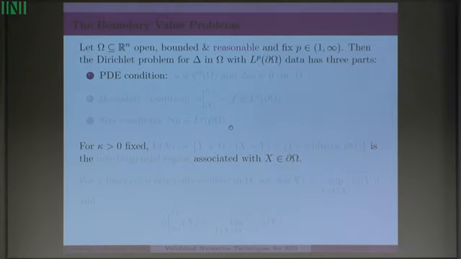So I'm going to consider here Ω an open set, bounded and reasonable from the point of view of geometry. For the moment, let me leave this vague, and fix an integrability index p between 1 and infinity. Then the Dirichlet problem associated with the Laplacian with L^p data has three parts. It has the PDE condition: we're looking for a harmonic function in the domain Ω. It has a boundary condition: we're looking for the non-tangential trace of the function u at the boundary to match the Dirichlet data f, which is assumed to be in L^p. And it has a size condition.